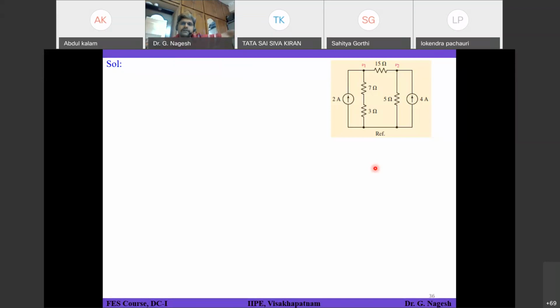At node 1, you have 3 branches connected to it. One is the 2 ampere current source, another is 10 ohms, and the other is 15 ohms connected to node 1. How have you applied KCL or nodal analysis at node 1? What is your first equation?